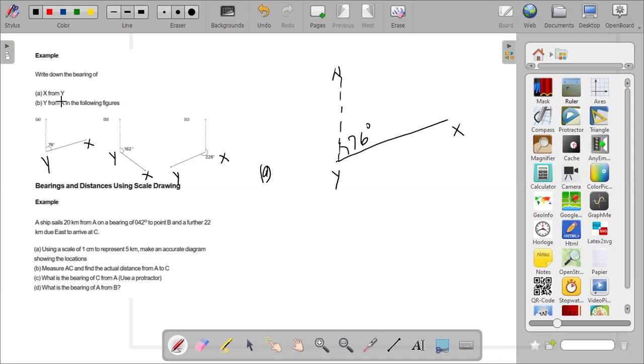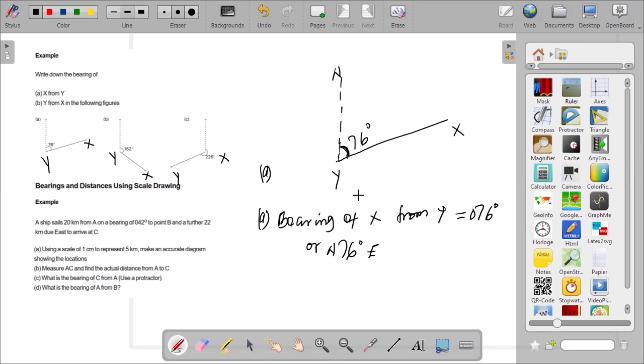And they want us to find the bearing of x from y. This angle here is the bearing of x from y. This angle is already measured from the North Pole in the clockwise direction, which is 76 degrees. So the bearing of x from y is equal to 76 degrees. In terms of three digits, that is 076 degrees. You must report that in terms of compass bearing. This is the northeast. They didn't specify what you want to report in. 76 degrees northeast for the bearing of x from y.